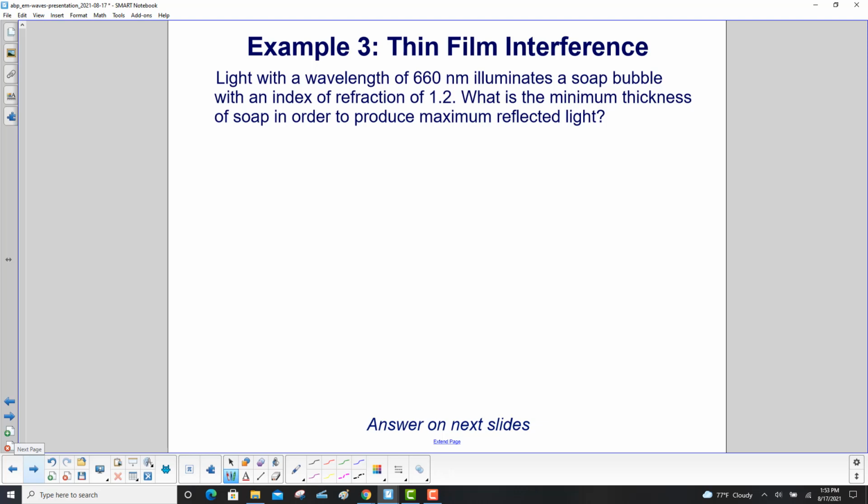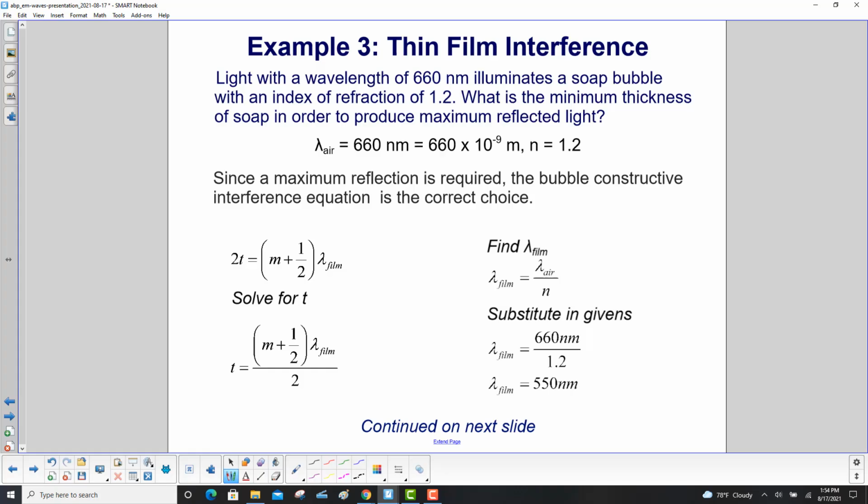Light with a wavelength of 660 nanometers illuminates a soap bubble with an index of refraction of 1.2. What is the minimum thickness of soap in order to produce maximum reflected light? Since a maximum reflection is required, the bubble constructive interference equation is the correct choice. So we solve for t by dividing both sides by 2, find the wavelength of the light in the film by lambda air over n. So it's 660 nanometers over 1.2, and we get a lambda film of 550 nanometers.